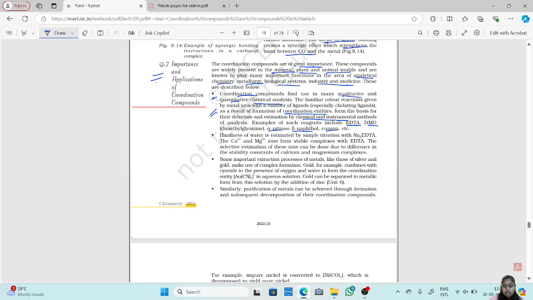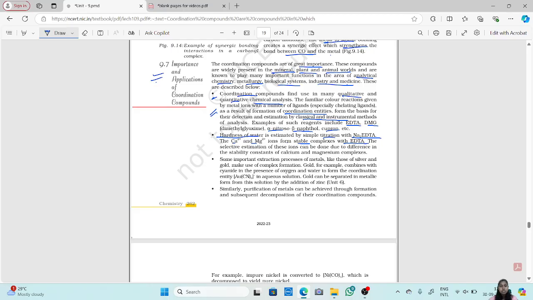Next is hardness of water. Hardness of water is estimated by a simple titration with disodium EDTA. Calcium and magnesium ions form a stable complex with EDTA. Calcium and magnesium are the ones which cause the hardness of water. We can estimate their amount because they form stable complexes with EDTA.